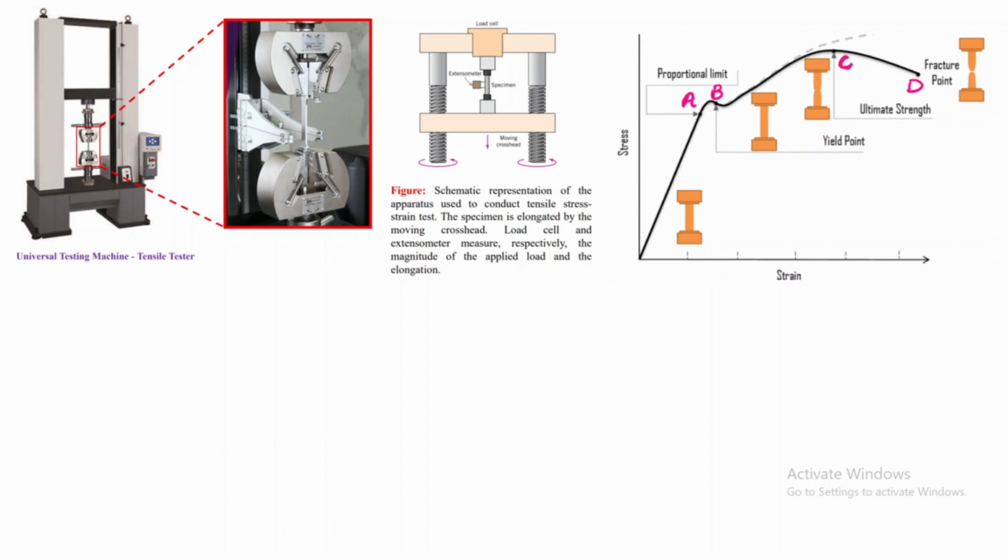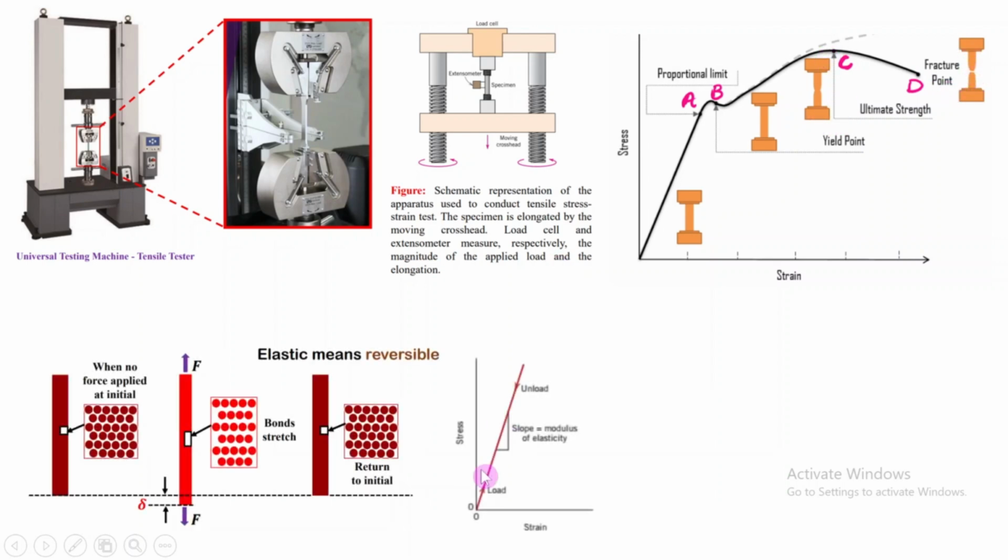At this point C, which is called the ultimate strength, a neck is created in the sample, and beyond point C, that neck keeps increasing, and at point D, the sample breaks. So this graph actually represents this scenario.